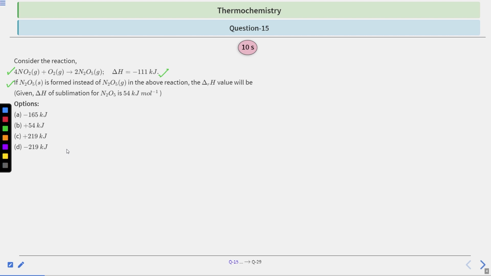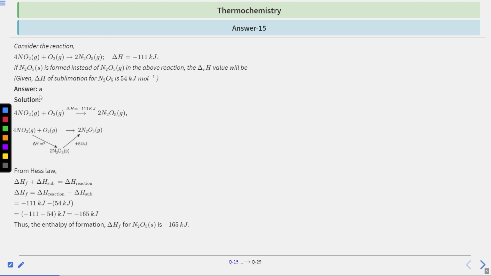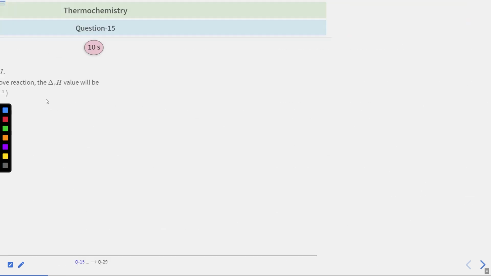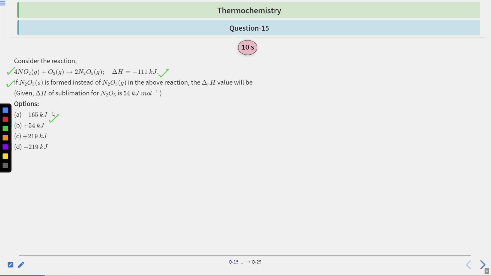So you have 10 seconds to solve this question. After that, we will see the answer. Okay, so let's see the answer. Answer is option A, which is minus 165 kilojoule.